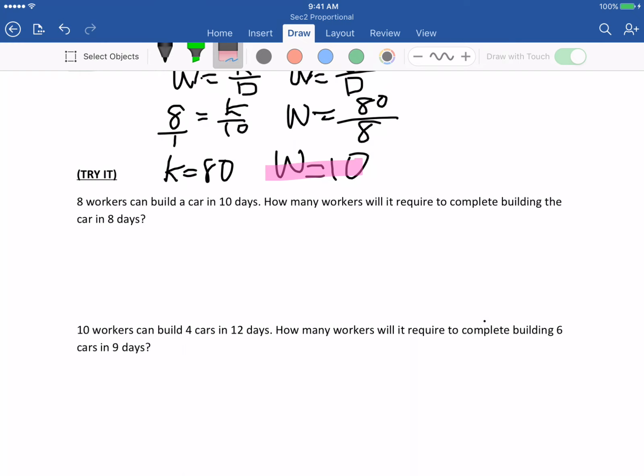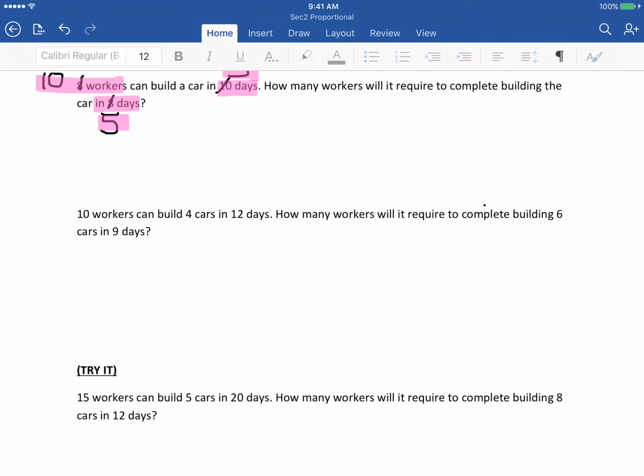For this one, I changed the question a bit. You change the 8 to 10. Okay, so it'll be 50. How long to build in, say, 5 days? So it'll be 10 workers, complete in 5 days. Okay, try it for me. Next one, I'll demonstrate this one.